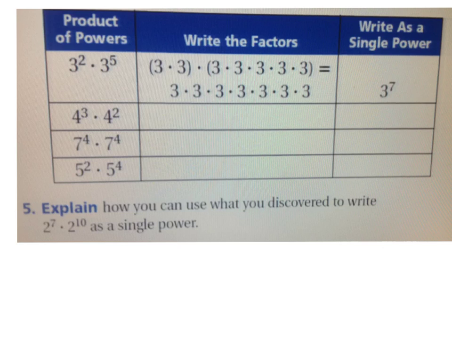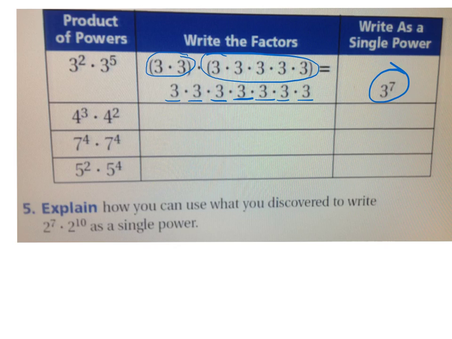Our first power is 3 squared, and that's times 3 to the 5th. So when we write that in expanded form, 3 squared is 3 times 3. 3 to the 5th is 3 times 3 times 3 times 3 times 3. And we're multiplying those two together. Well, that turns out to be one big old multiplication problem. 3 times 3 times 3 times 3 times 3 times 3 times 3. And if we're really paying attention, we recognize that as the expanded form of 3 to the 7th.